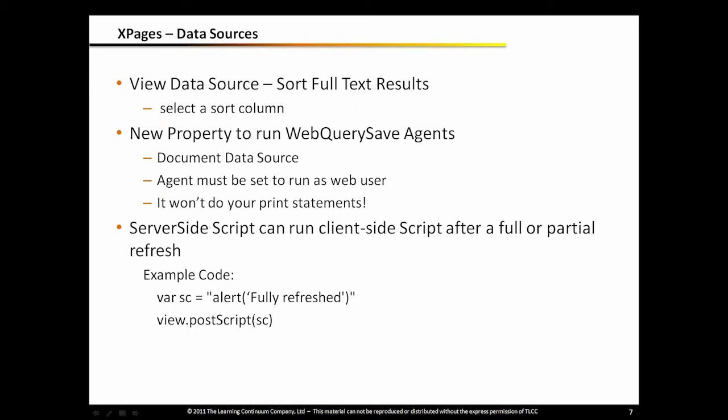Another thing is on your view data sources, you can now sort the full text results by selecting a sort column. There is a property now to run the web query save agent. This is on the document data source. And the other thing you can do is, in your server-side script, you can now call client-side script that will run after the server-side script runs. In the example here, in my server-side script I had a variable SC that was a string that has the JavaScript I want to run on the client, and then I just say view.postScript and pass it that string of JavaScript code, and that will run on the client after my server-side script is done.